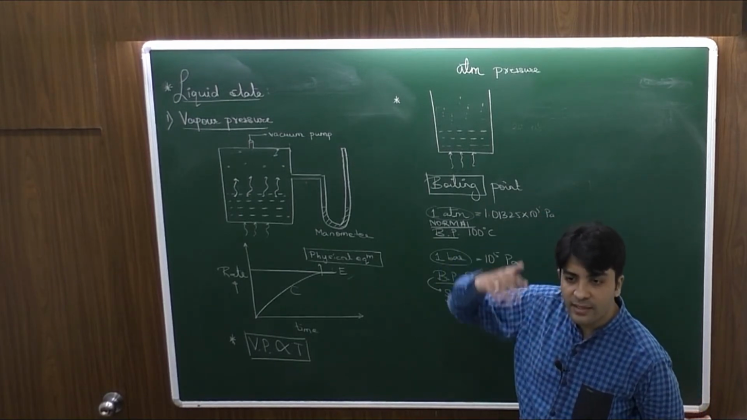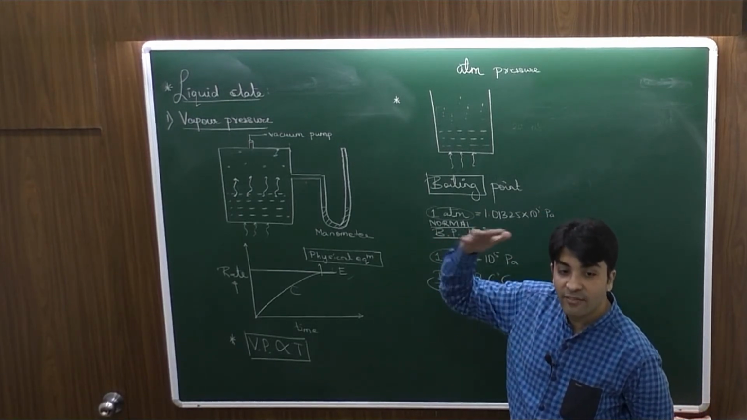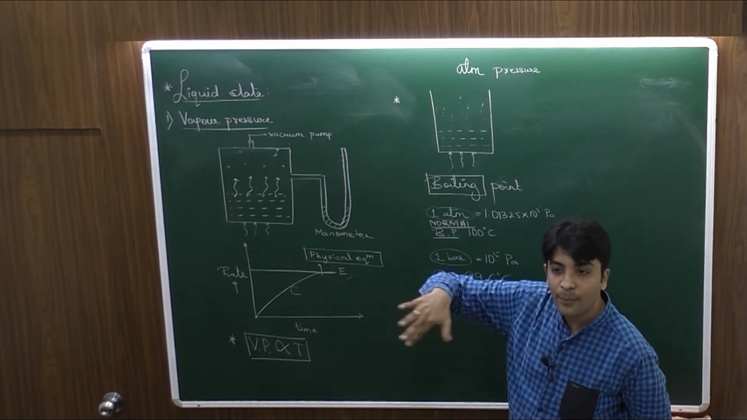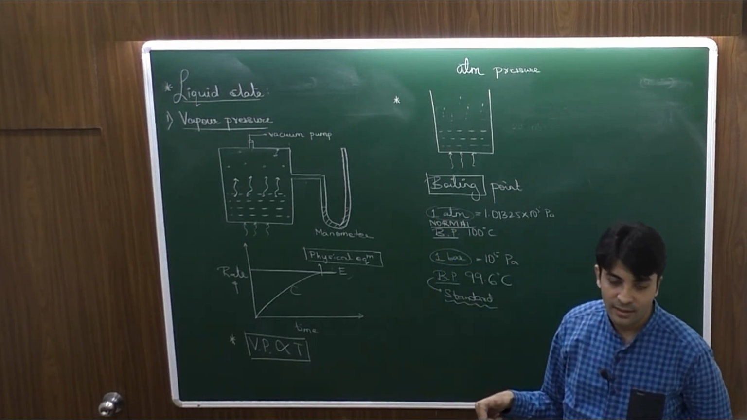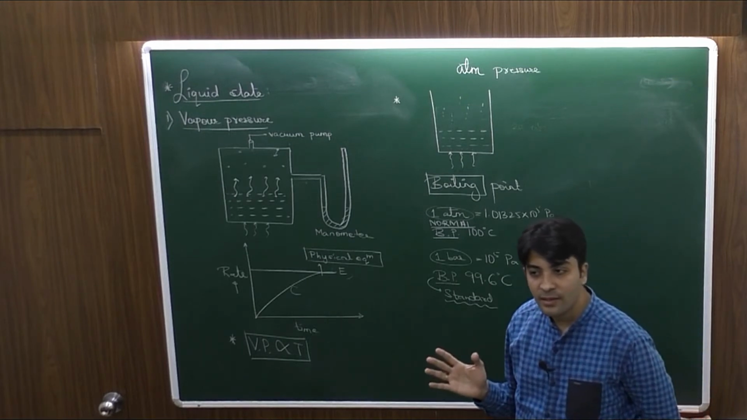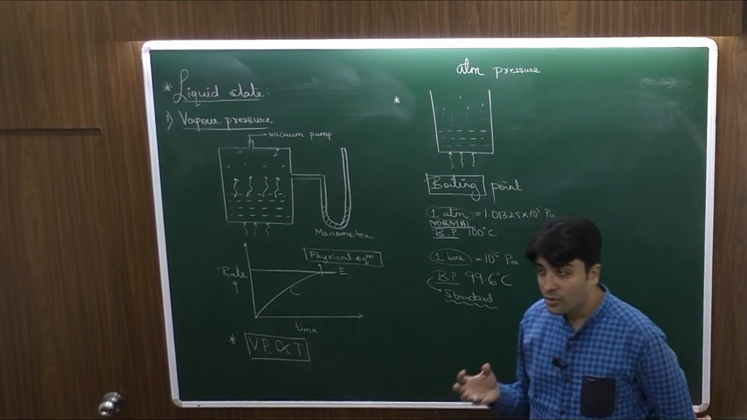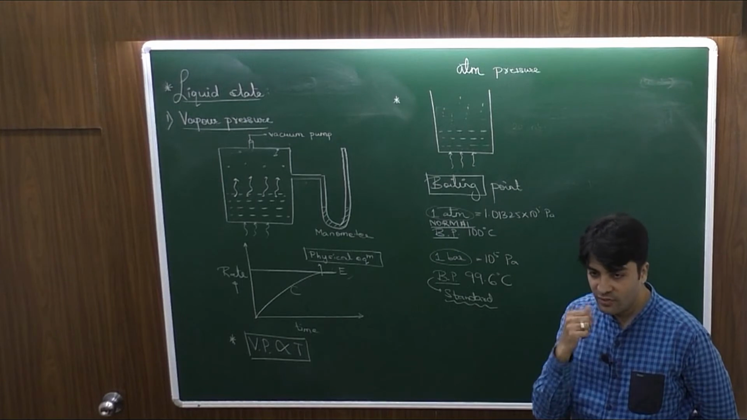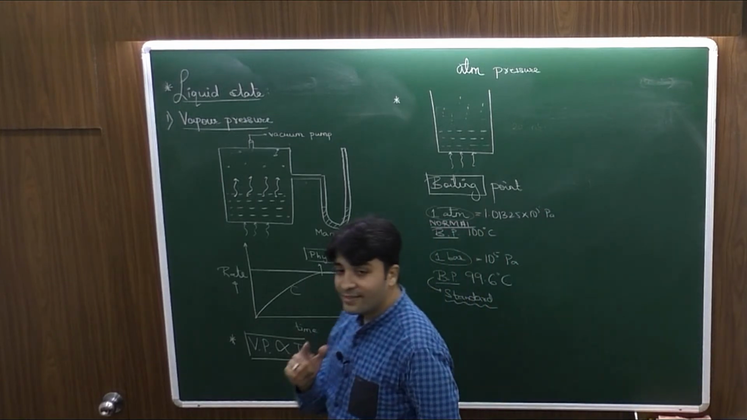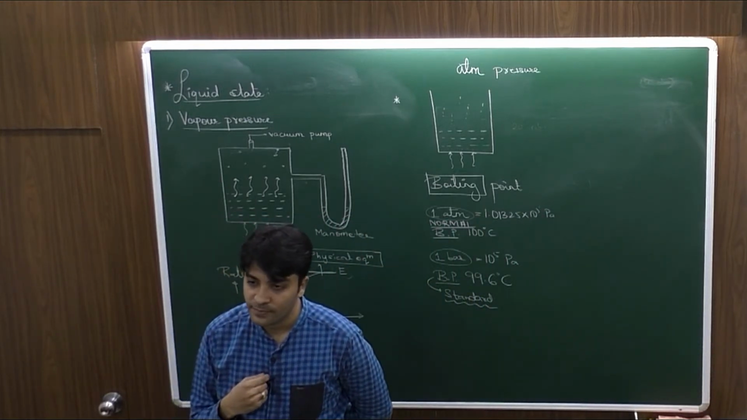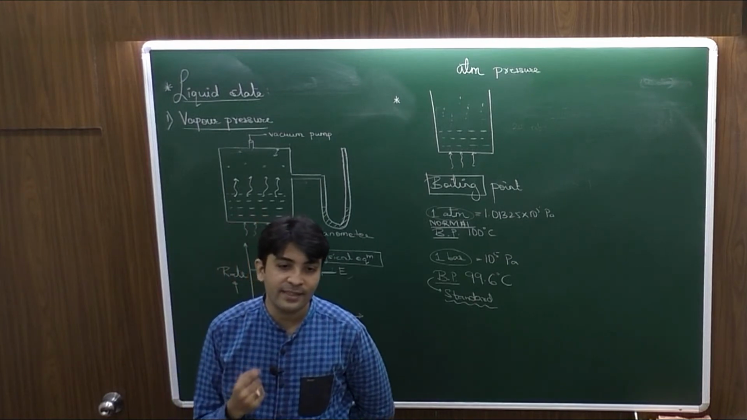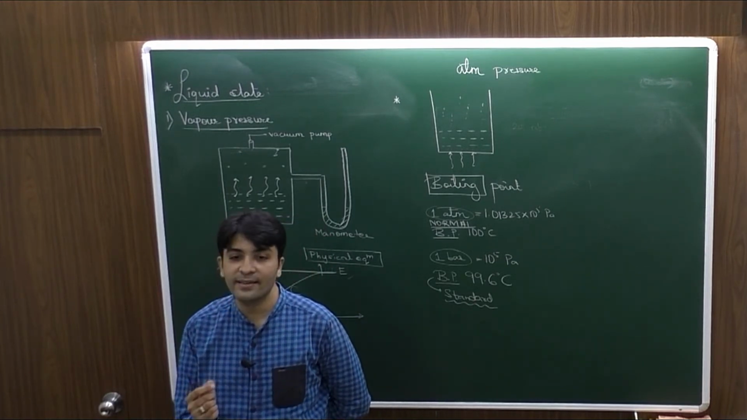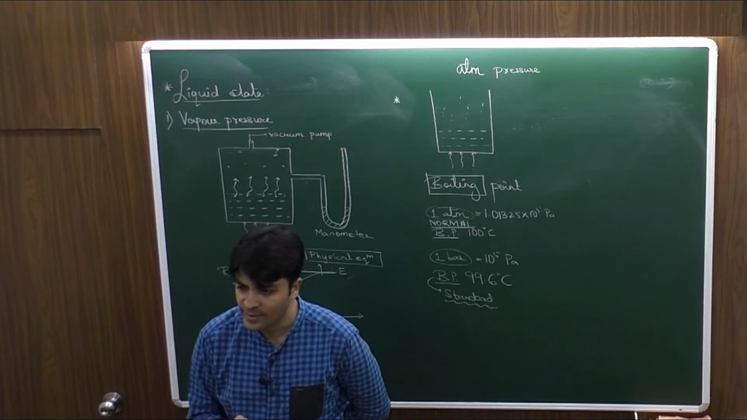It's continuously evaporating, and it will evaporate till the water which is present inside the pressure cooker is finished. Am I clear with that phenomena? Yes or no? So this concept of vapor pressure is first used in pressure cooker. Secondly, they are used in autoclaves. Autoclaves are basically the devices used to sterilize the equipments, the medical equipments.